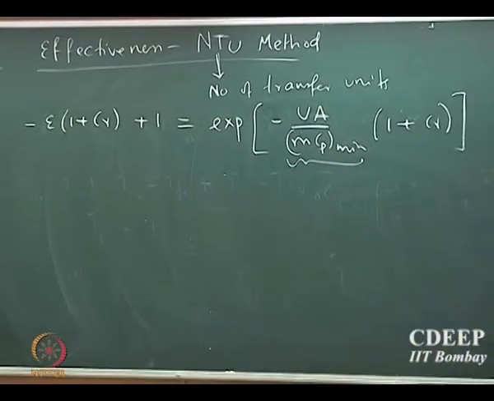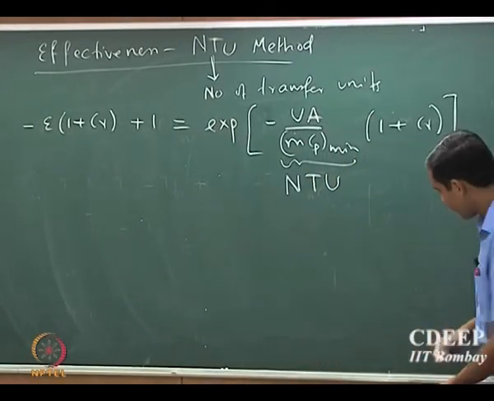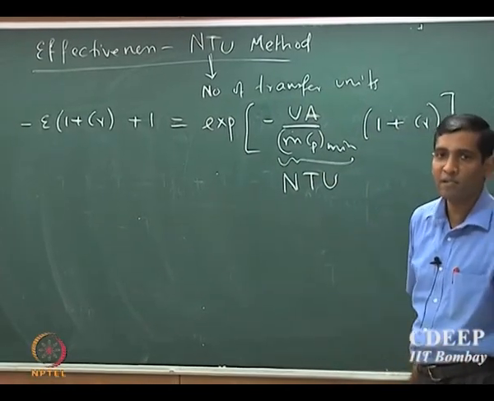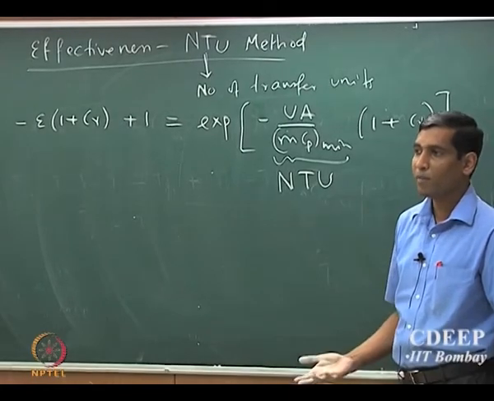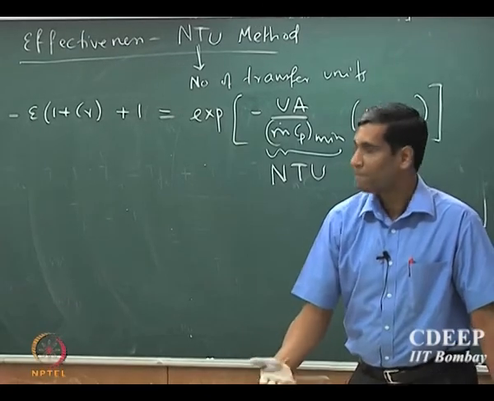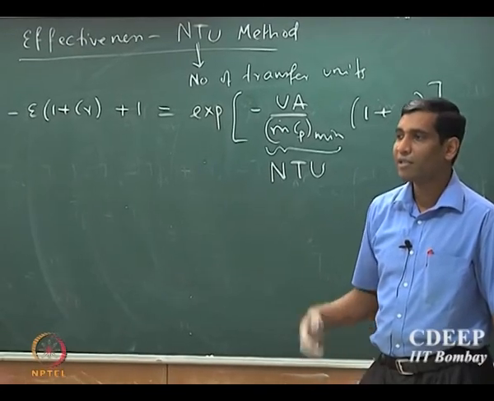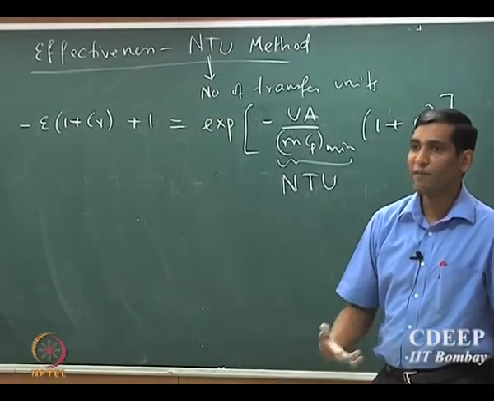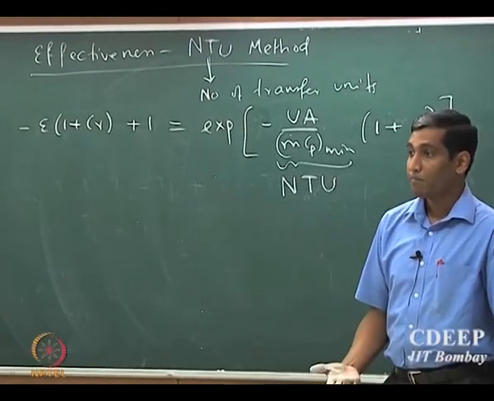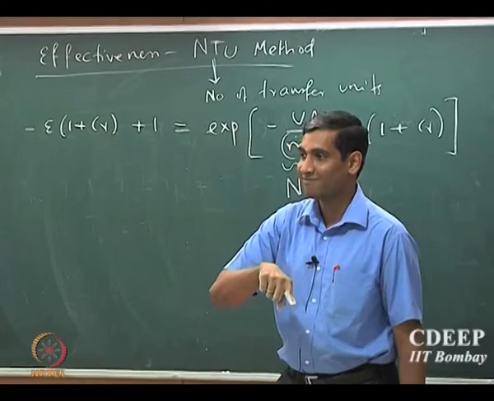So this UA by m dot Cp min is what is called NTU, the number of transfer units. So look at this expression. What is 1 by UA? It's the resistance offered for heat transport between the two fluids, right? And what is 1 by m dot Cp min? It's the resistance offered by the fluid which has the maximum capacity to take sensible heat, right? Maximum. Remember, m dot Cp min is what is used for defining Qmax.